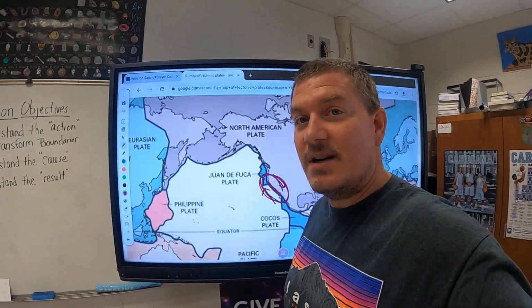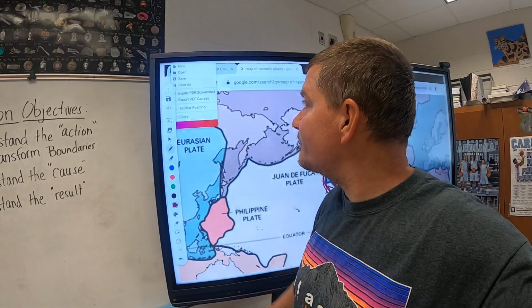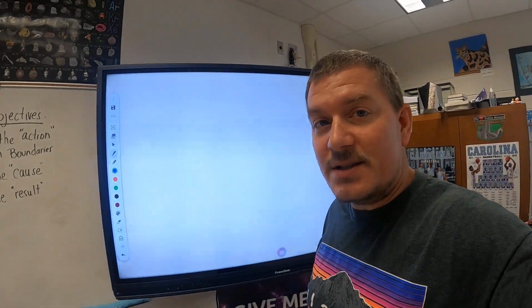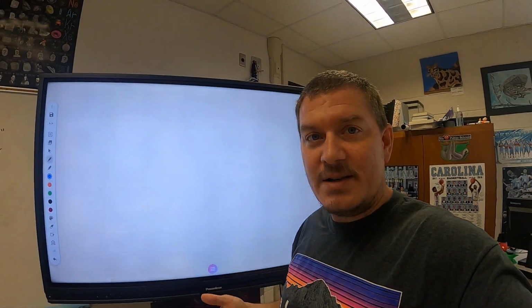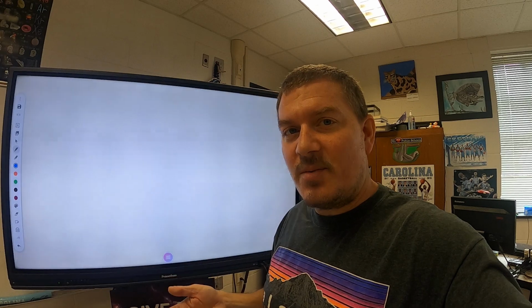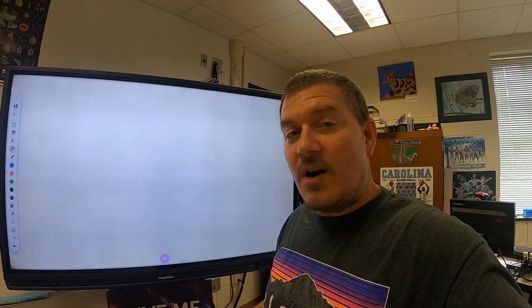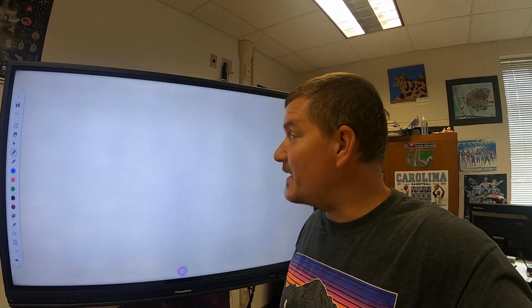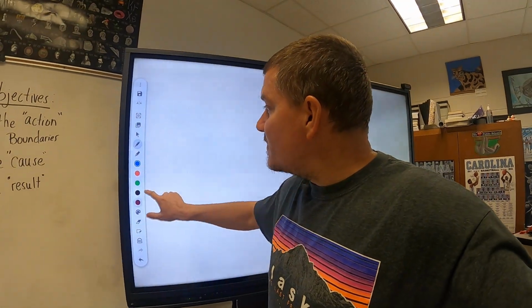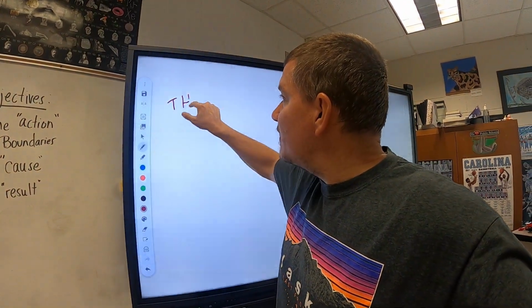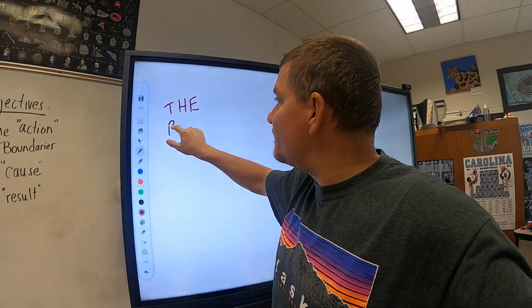Let's head back over to completing our notes real quick. You had your top third of your notes where you defined transform boundary and described its prefix. We wrote down or drew the action involved of the plates moving, and then what was causing that, the convection currents in the mantle. So the bottom section is going to be all about the result.